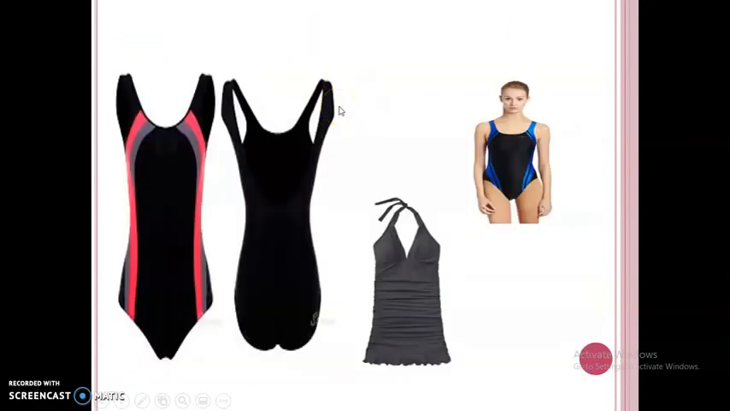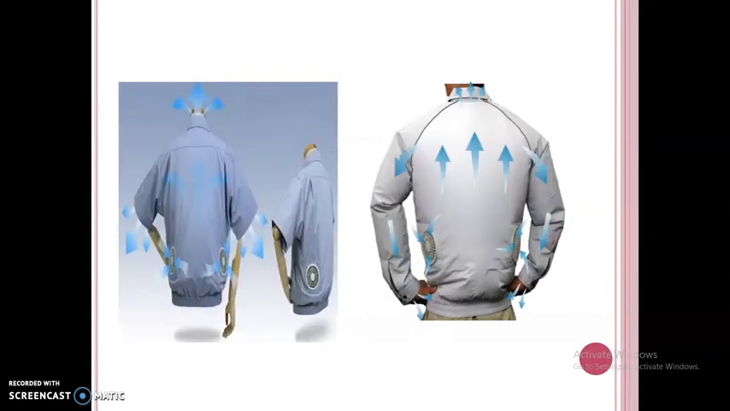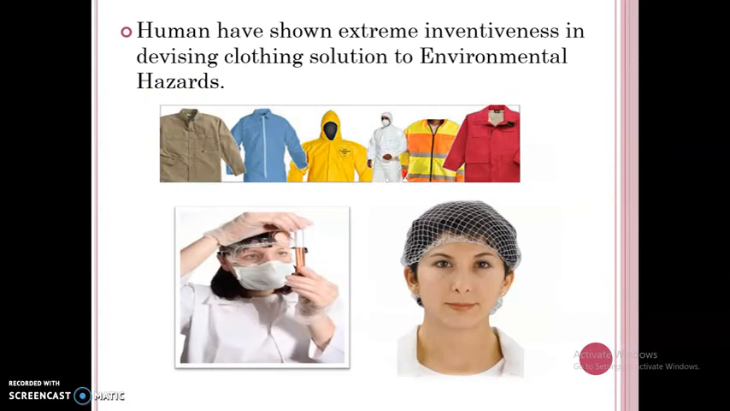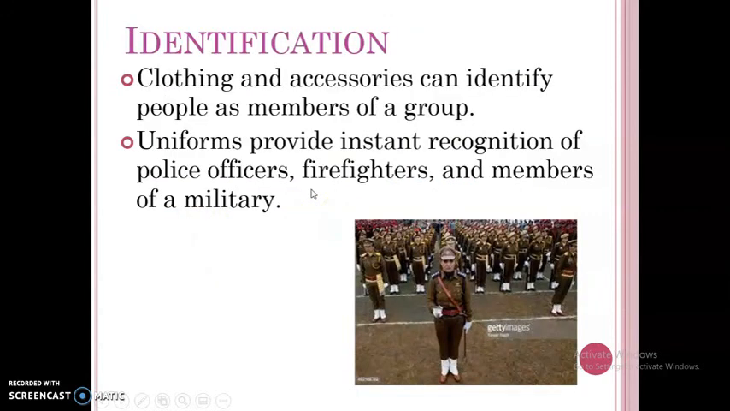Some of the other examples of occupational clothing include space suits, swimsuits, beekeeper dresses, and air conditioned clothing. These are some of the swimsuits designed in a specific silhouette with a specific kind of fabric, so that it aids in the activity which the person is performing. Humans have shown extreme inventiveness in devising clothing solutions to environmental hazards. So this is how you can see how clothing protects us.